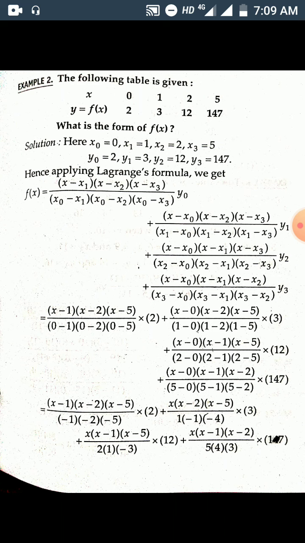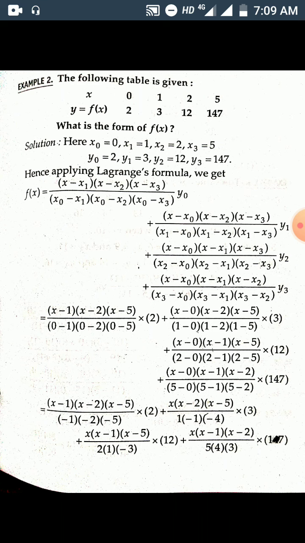So here we see that the values of x are not equally spaced, as the difference of 0 and 1 is 1, the difference of 1 and 2 is 1, but the difference of 2 and 5 is 3. So values of x are not equally spaced, so we apply Lagrange's formula here.